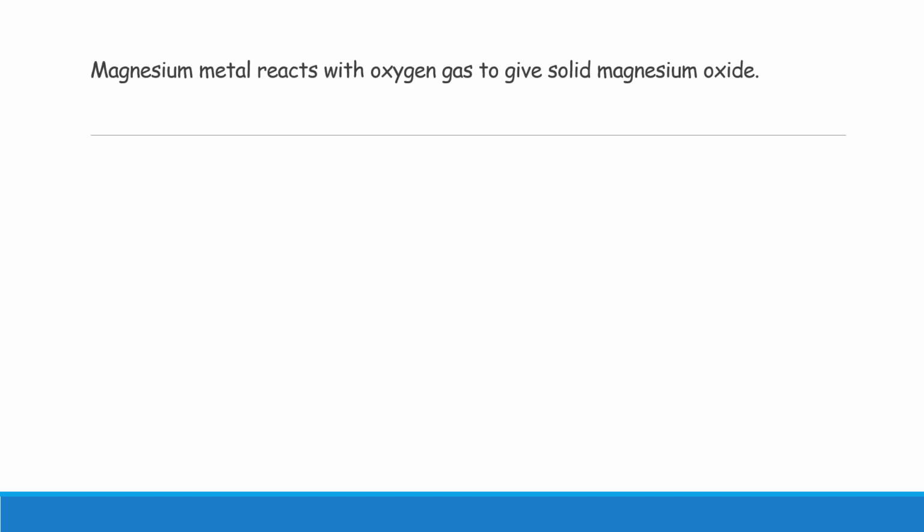Now let's try an example. Magnesium metal reacts with oxygen gas to give solid magnesium oxide. So step number 1 is correct formula. So magnesium plus oxygen gas, which is O2, goes to magnesium oxide.